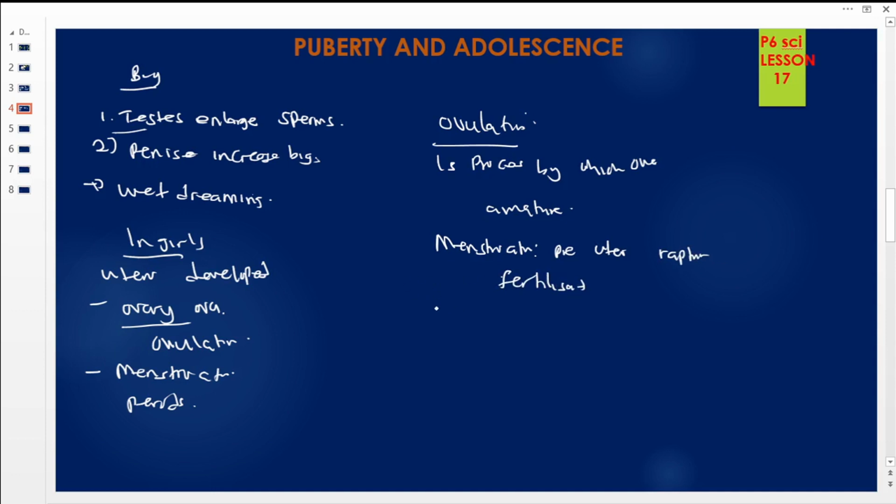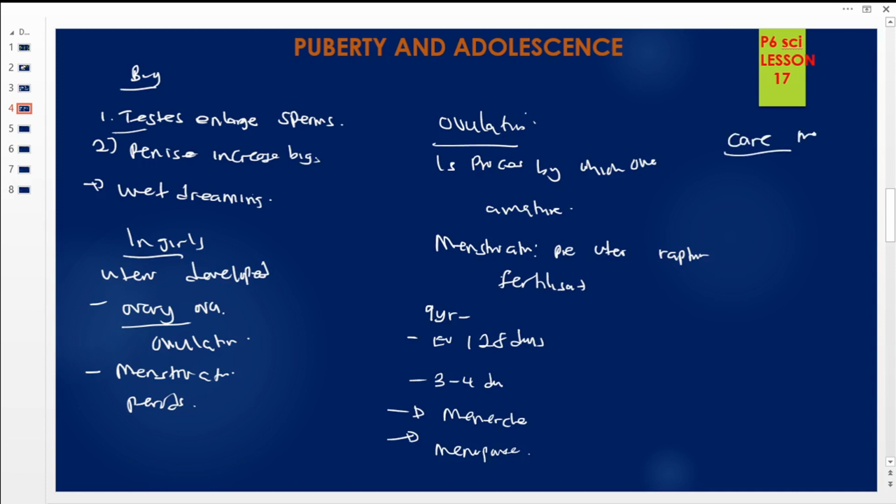This menstruation period starts in girls as early as 9 years and occurs every month, every 28 days, and it lasts for 3 to 4 days. The first menstruation period in girls is called menarche, and the last menstruation period is called menopause.